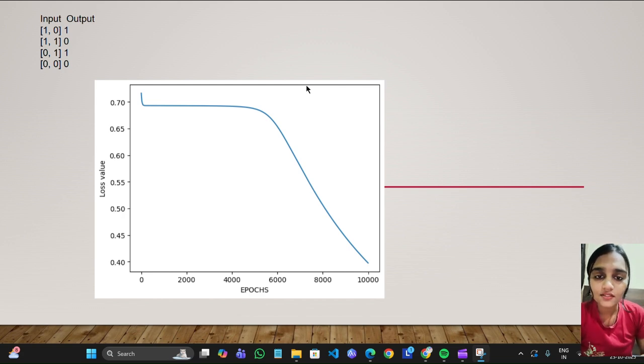Conclusion. In this experiment, we learned that a single layer perceptron fails to solve the XOR problem, but by adding one hidden layer and using a nonlinear activation function, an MLP can easily learn it. This is the core idea behind modern deep learning, stacking multiple layers to understand complex data.